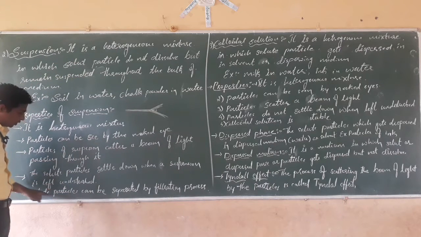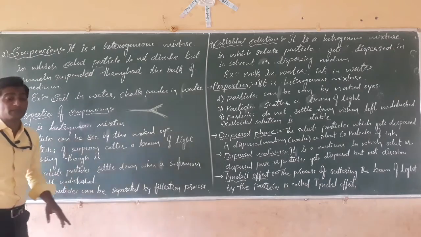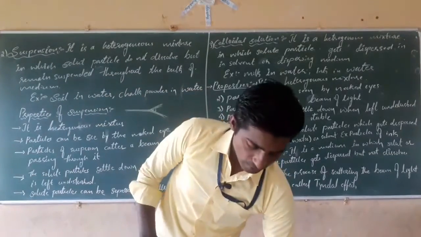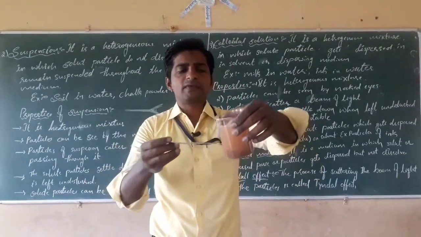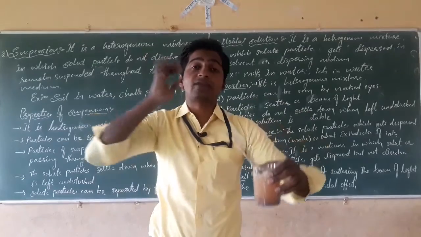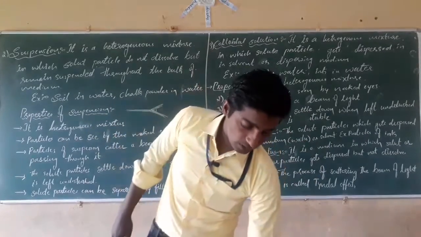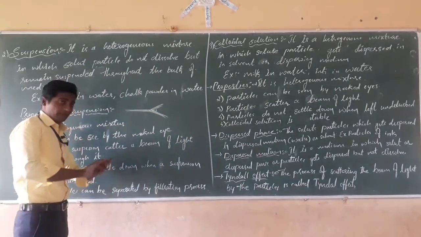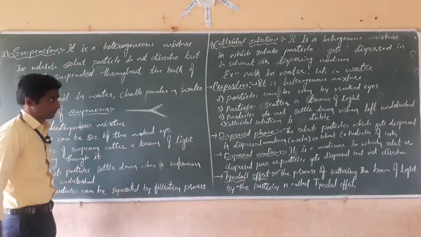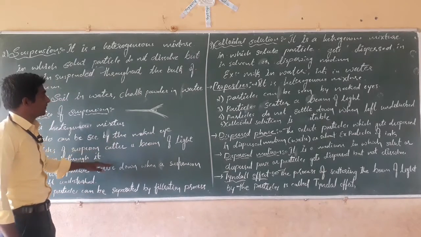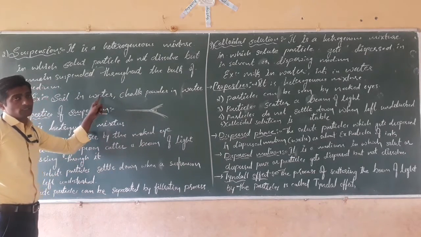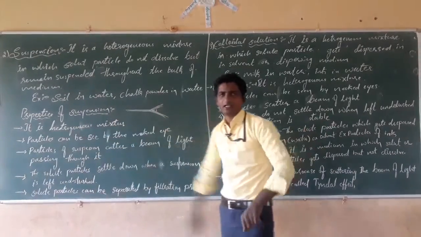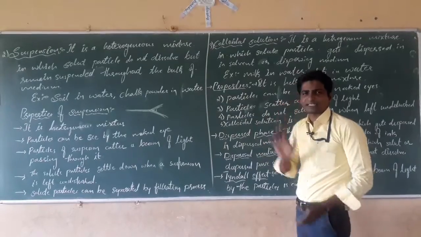Next, the solute particles can be separated by filtration. By using filter paper, when we filter the suspension, what happens? We separate the solute particles and we get pure water. When we pass it through filter paper, we can separate the constituent particles. The next, dear students, examples for this are chalk powder in water or soil in water, which we have studied. Very easily we can separate the constituents because they are larger sized particles.